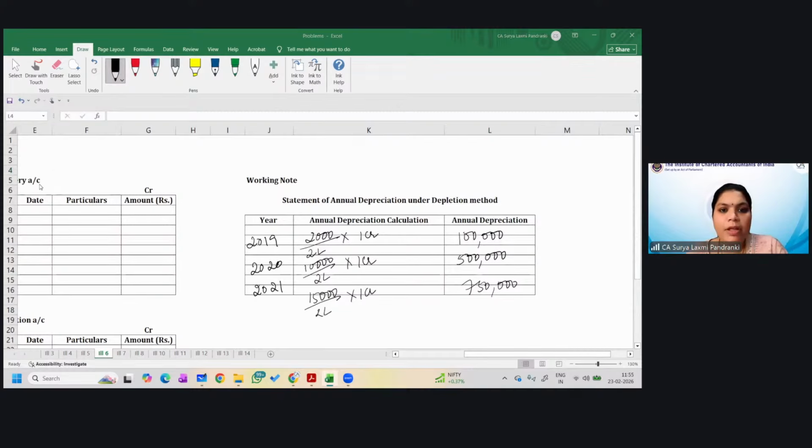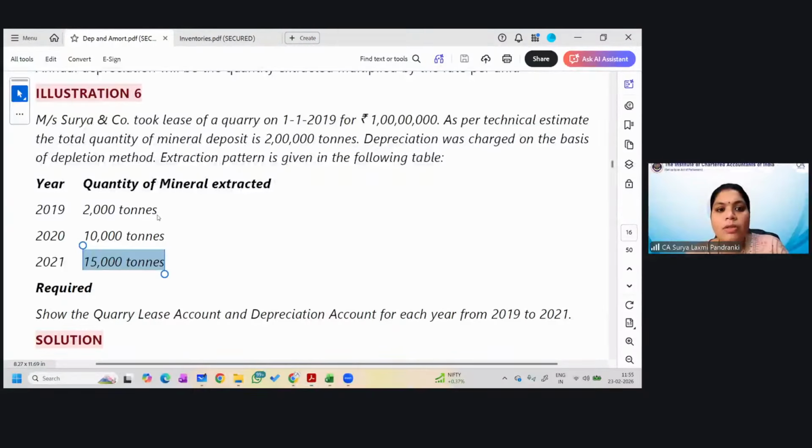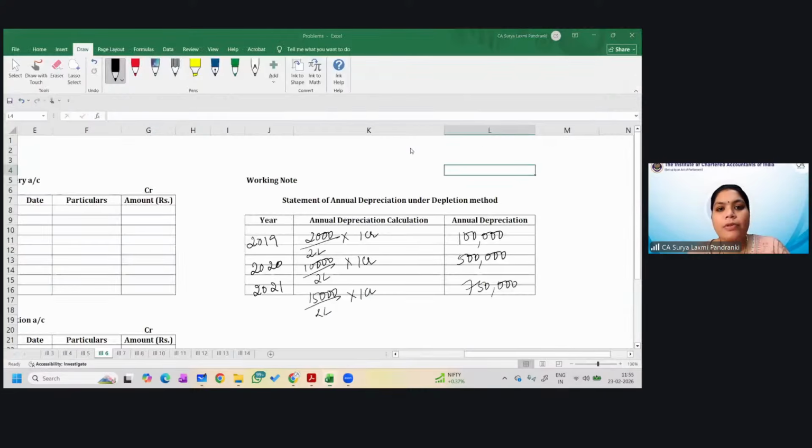We don't have scrap value in this question, no? There's no scrap value. That's why I've taken directly 1 crore. If there is a scrap value, then you will remove that and calculate on the remainder. Did everyone get the depreciation values for all 3 years?